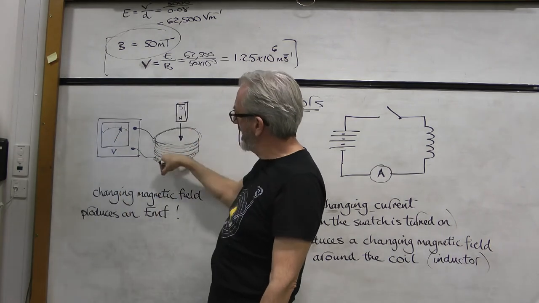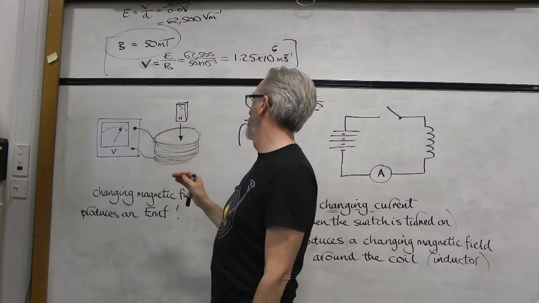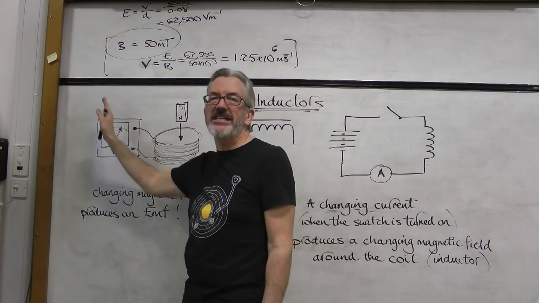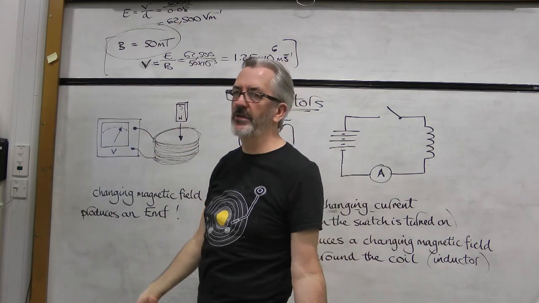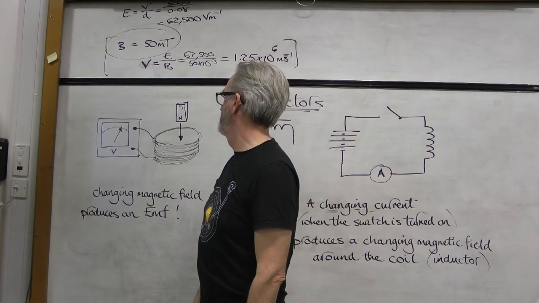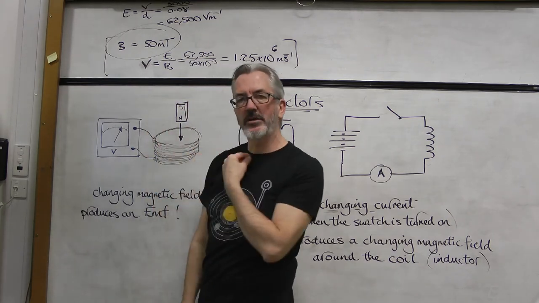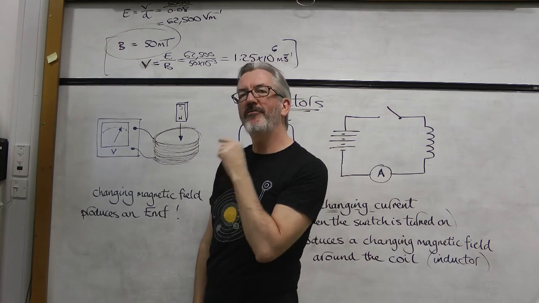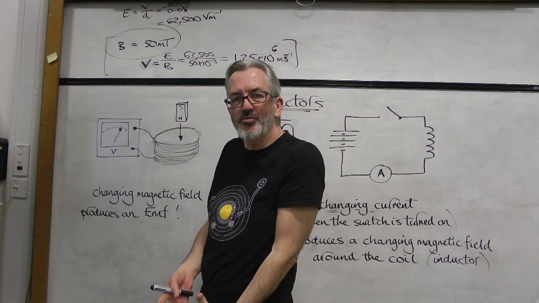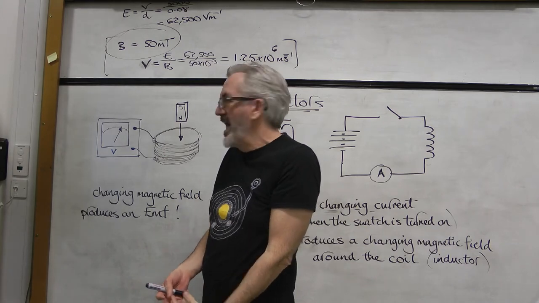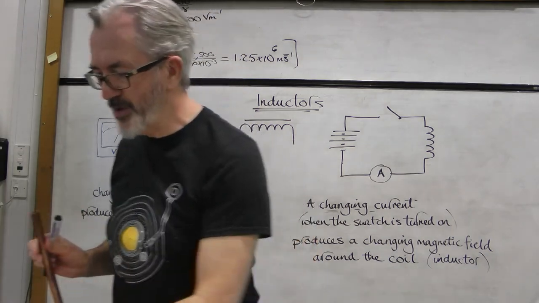When you move the magnet in, the needle moves one way. When you pull the magnet out, the needle moves the other way. So the direction of the EMF depends on the direction of the changing magnetic field. When you move that magnet into that field, a current flows in that coil. And when a current flows in a coil, the coil becomes magnetic, an electromagnet. And that goes some way to explain what happens in this little apparatus here.